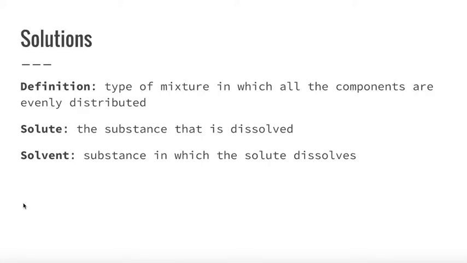So, I'll give you an example of this. Let's talk about salt water. So, salt, NaCl, and water, H2O. H2O is the solvent because that's what the salt, which is a solute, dissolves in. And that's a solution. All the components are evenly distributed throughout a beaker of salt water, but they're not chemically combined with ionic or covalent or hydrogen bonds.